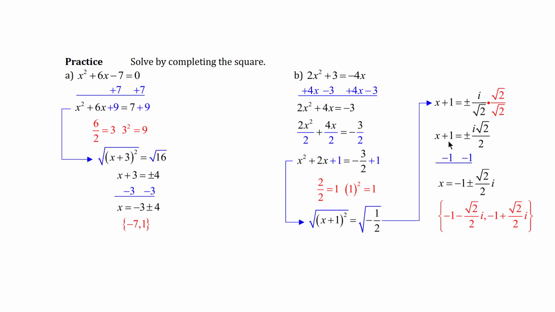Next, we get rid of the positive 1 by subtracting 1 from both sides of the equation. The result is x equals negative 1 plus or minus root 2 over 2i. Our final answer in set notation is curly bracket negative 1 minus root 2 over 2i, comma, negative 1 plus root 2 over 2i, close curly bracket.